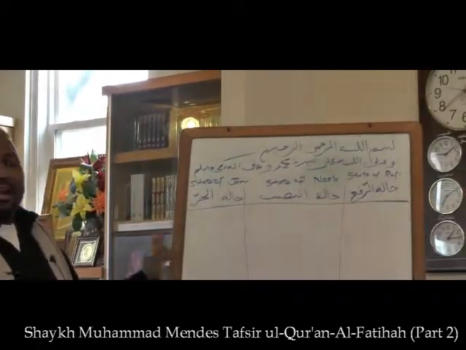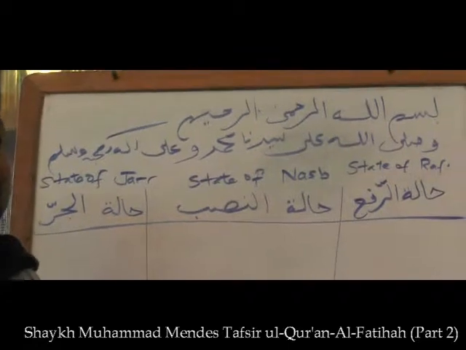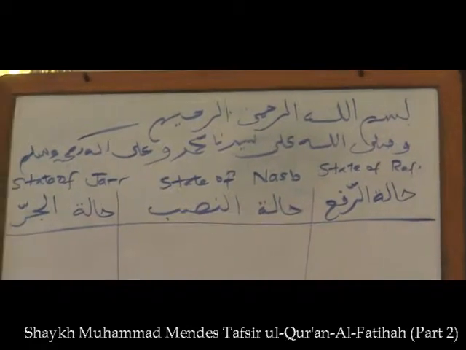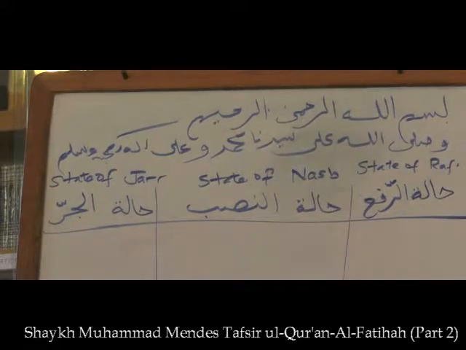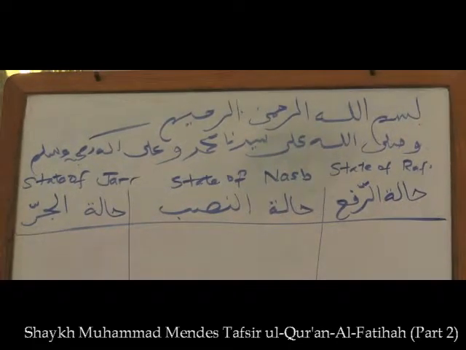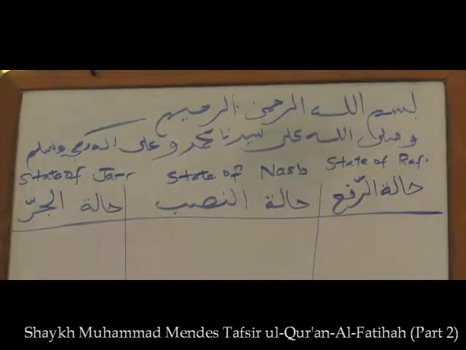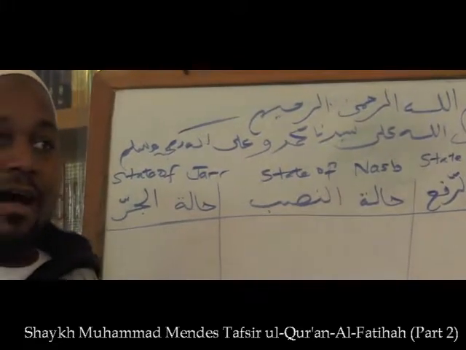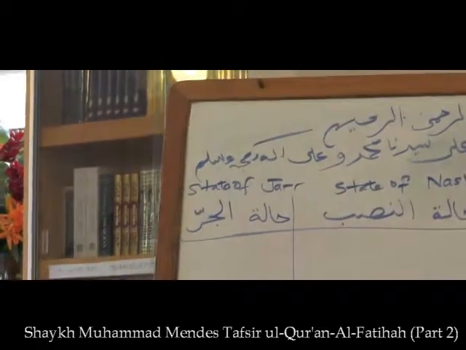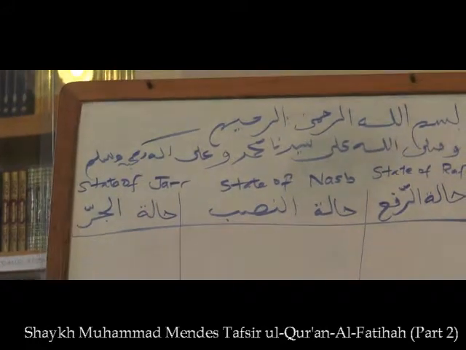Now, rafa, raf means to be raised, to be elevated. And this is the normal, natural state of a noun or a verb in Arabic. Remember, Arabic words fall into how many categories of speech? Three. No, these are the states of the endings of the words, but the parts of speech are three. So in English we have eight, some say nine parts of speech. In Arabic we have three parts of speech. Ism, fi'l, harf. Noun, verb, particle. That's it. Three parts of speech, okay?